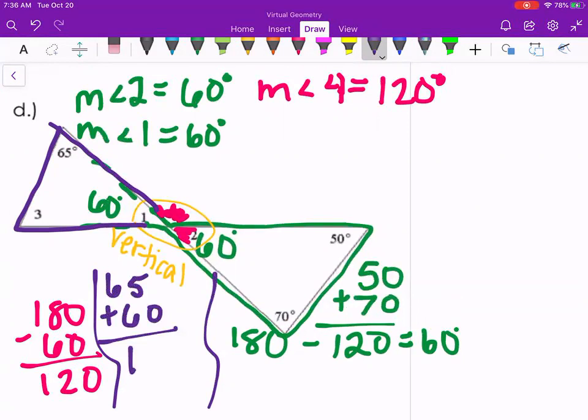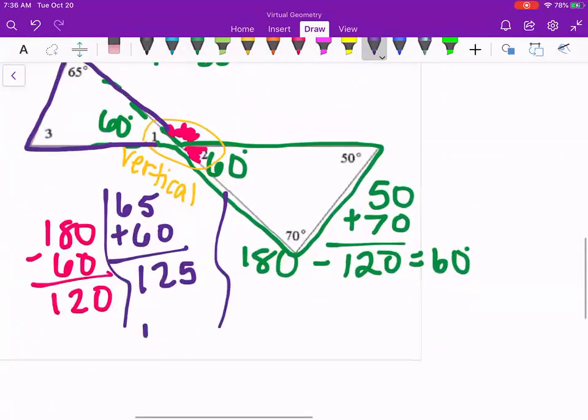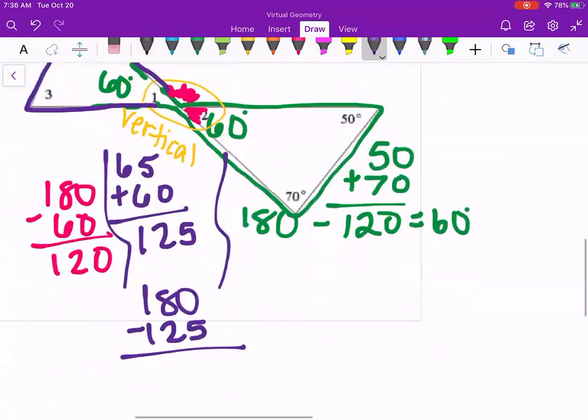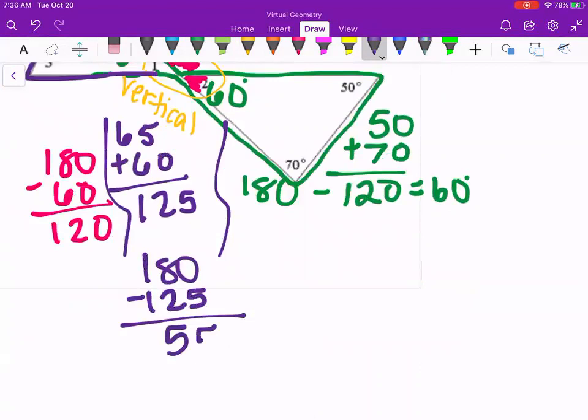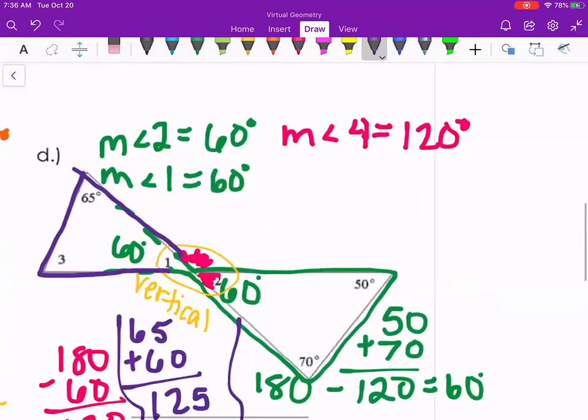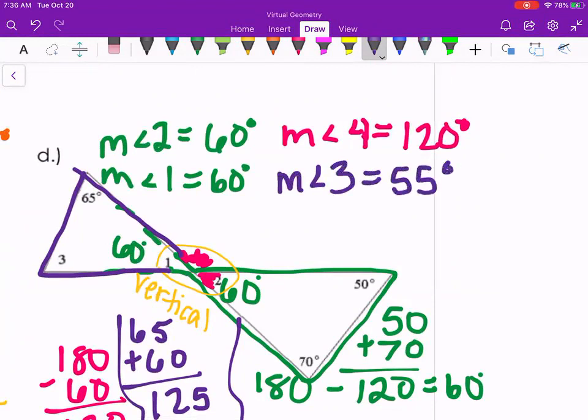That's 125. And then I need to take that out of 180, which gives me 55 degrees for my last angle. So the measure of angle 3 is 55 degrees. So those are our angles inside the triangles.